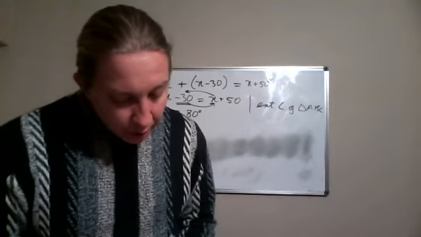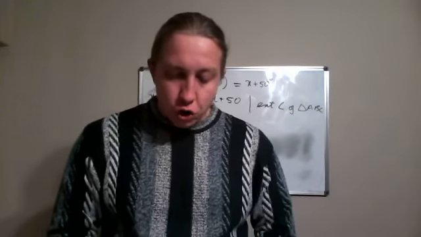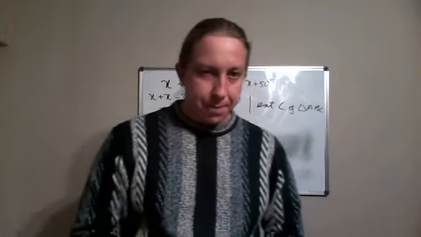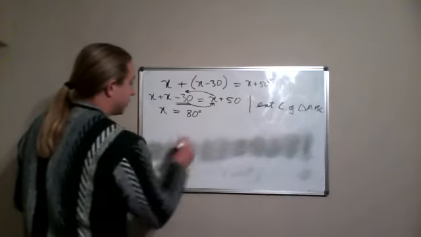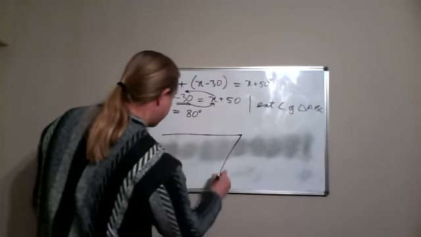Okay. Right, number 2 says classify with reasons triangle ABC. Right, let's draw this triangle ABC. So it looks like this.